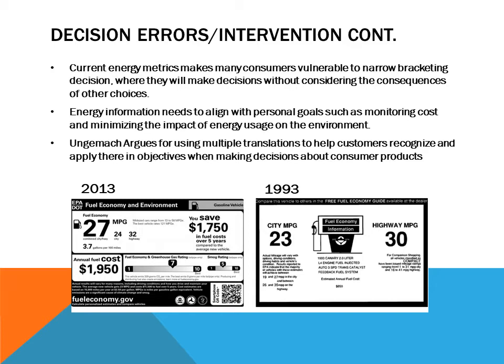Looking at the two fuel standard guides, one is from 1993 and the other is a revised one that was published in 2013, shows some fairly stark differences. Mainly, the 1993 fuel standards gave you the city and highway miles per gallon. The 2013 fuel standard guide provided a lot more information, not just city and highway, but you also received information regarding fuel savings over a multi-year period, and there were also ratings for greenhouse gases and smog ratings as well.